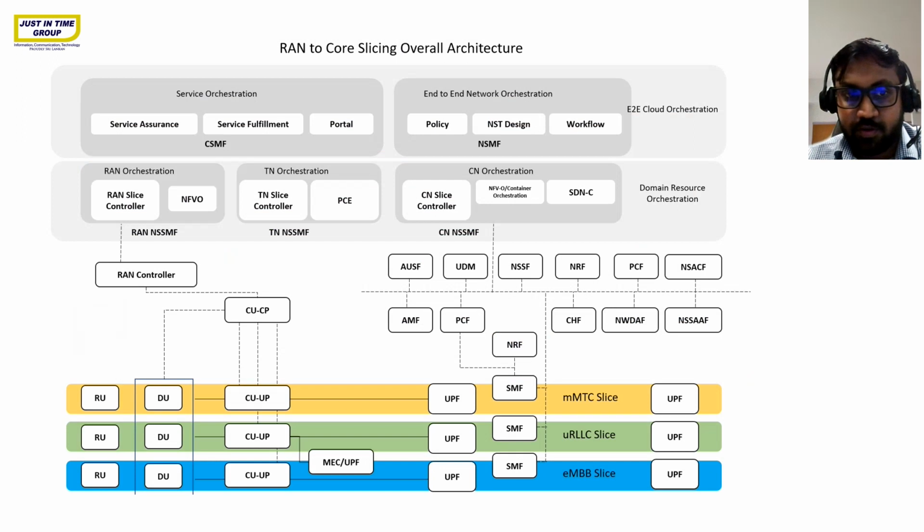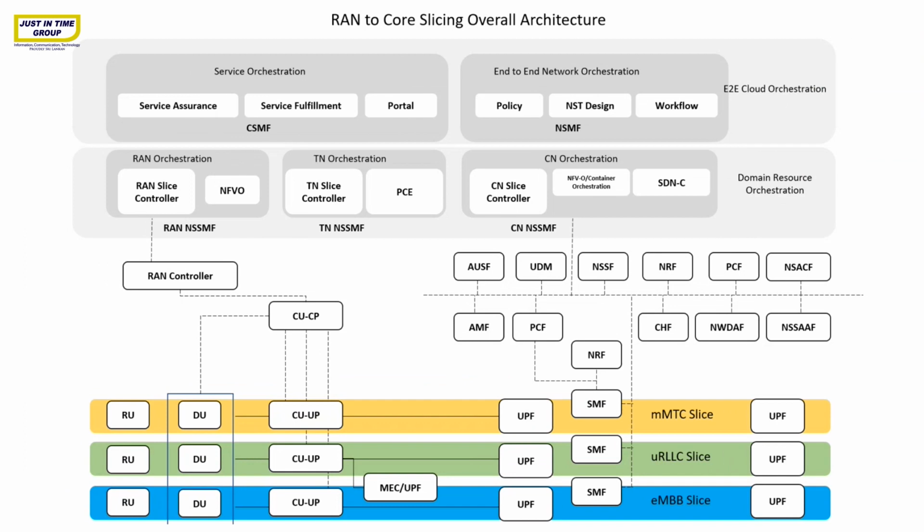I have not put in the transport network in detail over here, but you can see there are service orchestrations on top of everything. That would take care of service assurance, service fulfillment, and also some customer portals and all that stuff, and typically OSS or BSS systems. Then you can have some sort of an end-to-end network orchestration system.